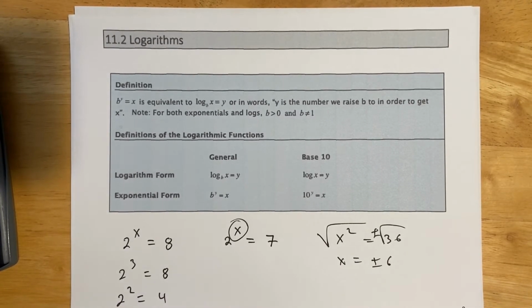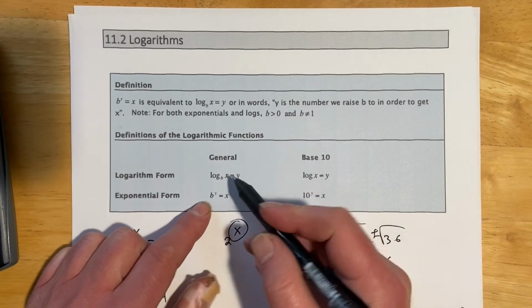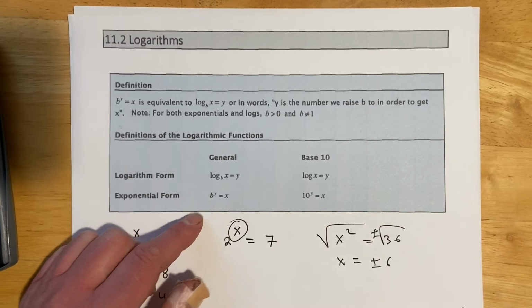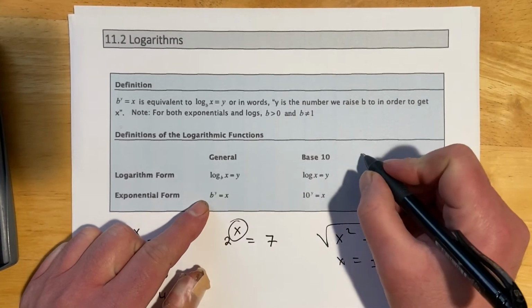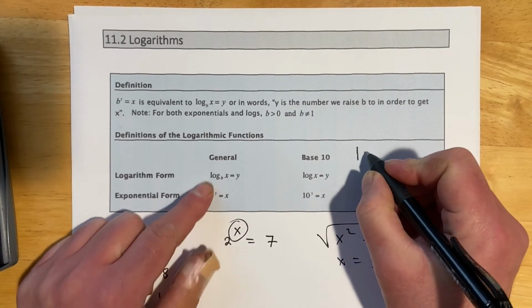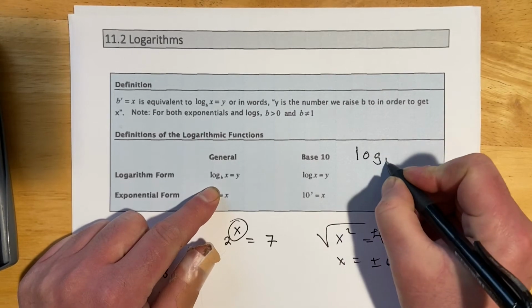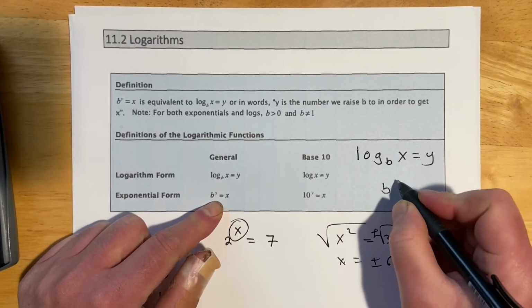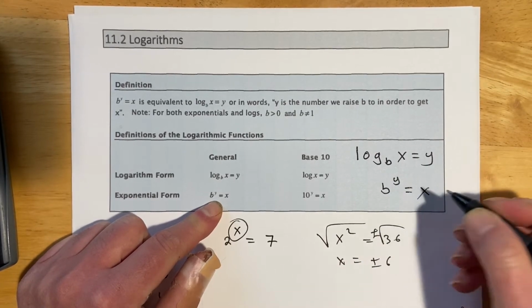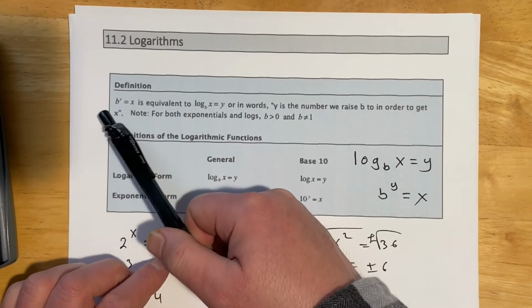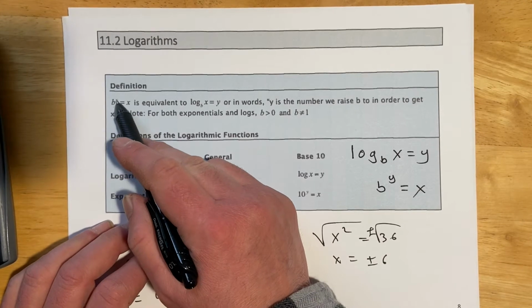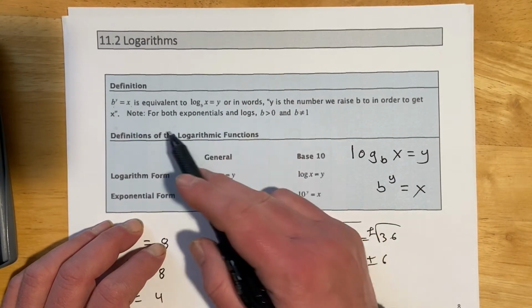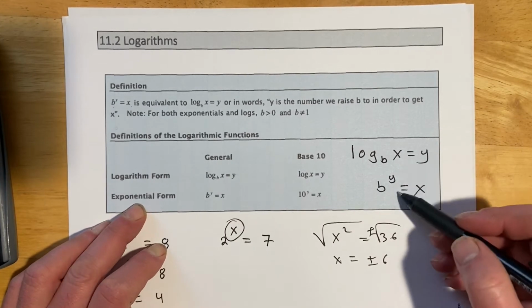So the two forms, and this is sort of the guts of it, is right here. We're going to have this log form and exponential form. I'm going to write that a little bit bigger over here just so you can see it a little bit better if you're watching on a small screen. Log base b of x equals y, and b to the y equals x. So let me read the definition. B to the y equals x is equivalent to log base b of x equals y.